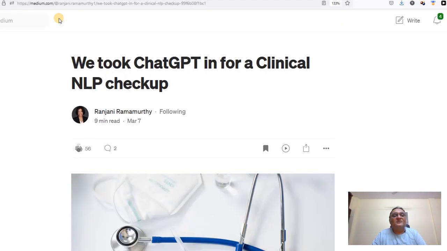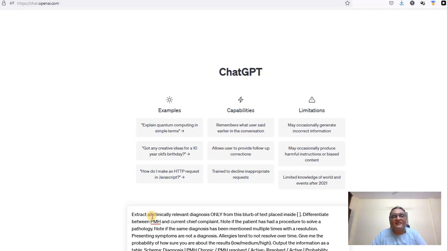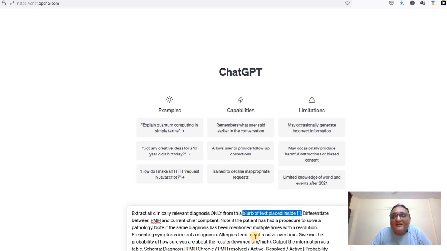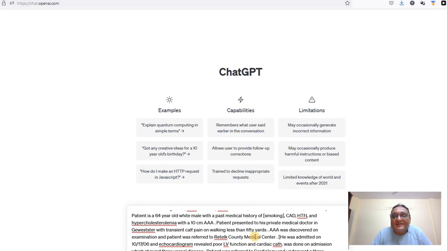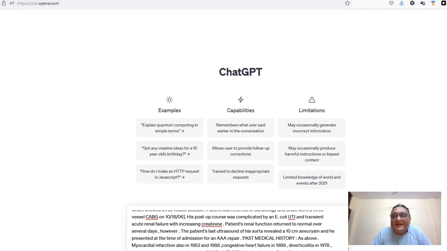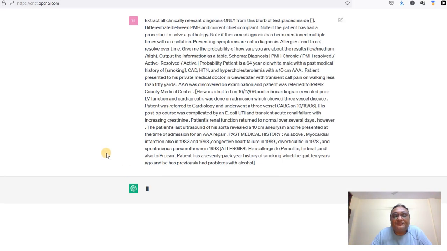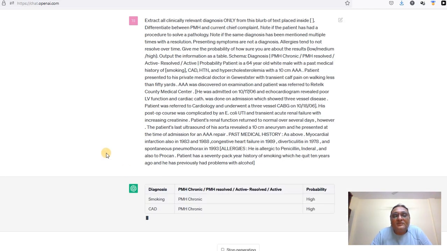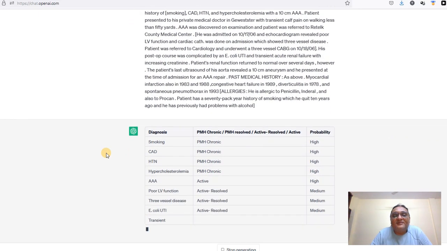Okay. Now I come back to our ChatGPT. Yes. Here that same history is put, only the highlighted portion, instead I have written that blurb of text placed inside this kind of square brackets. And the rest of the things are identical. Now let us see what answer is given.